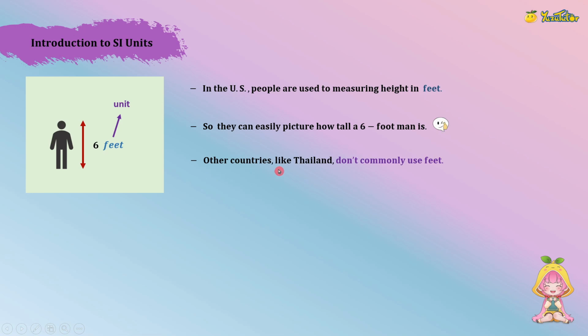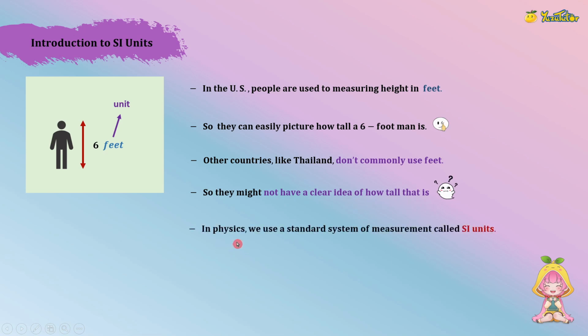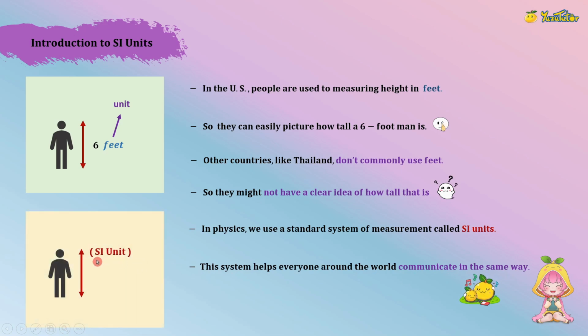But in other countries like Thailand, people don't really use feet, so they might not have a clear idea how tall that is. This is why, in physics, we use a standard system of measurement called SI units. This system helps everyone around the world communicate in the same way. Okay? And the SI unit of height is meter. So instead of 6 feet, in SI units, we would say he is around 1.8 meters tall.